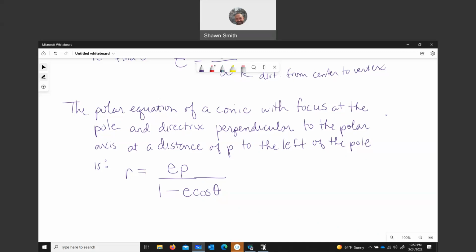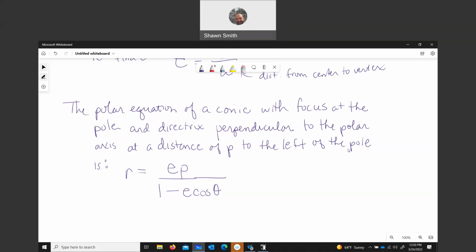Perpendicular to the polar axis, which is the x-axis, right? Polar axis is the x-axis. Perpendicular is coming straight through vertically to it, right? At a distance of p units to the left of the pole. Right. Now we're going to change up this format.